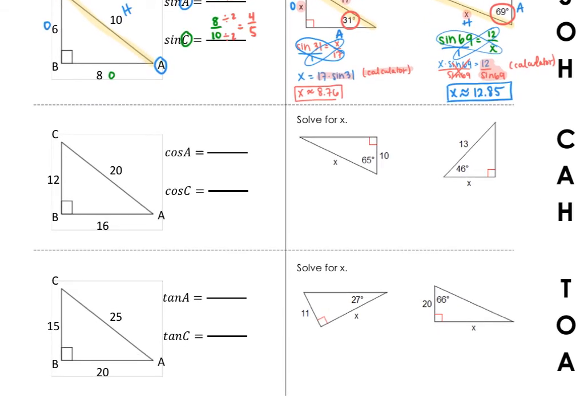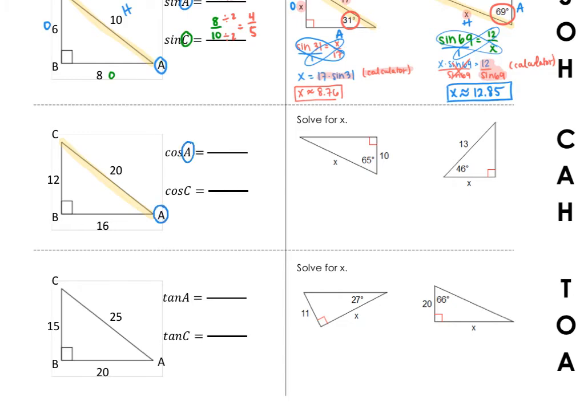Cosine is adjacent over hypotenuse. The way we remember that, we say SOH-CAH-TOA. The second part is CAH, C-A-H, cosine adjacent over hypotenuse. All right, so the problems on the left-hand side are asking us to do the same thing as before. I'm going to go ahead and highlight my hypotenuse, and for the first one, they want us to use A as our reference angle.